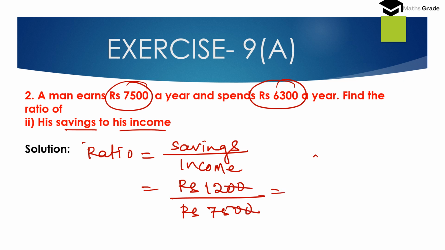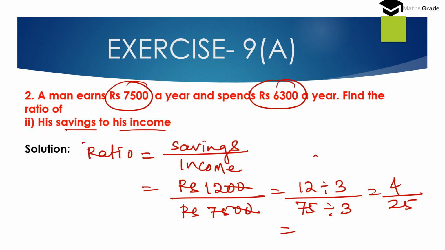Now between 12 and 75, 3 is the common factor. So divide the antecedent 12 by 3 and the consequent 75 by 3. Now 12 divided by 3 is 4, and the consequent 75 divided by 3 is 25. Now 4 divided by 25 is 4 is to 25. And 4 is to 25 is the ratio of his savings to his income. So 4 is to 25 is the answer.